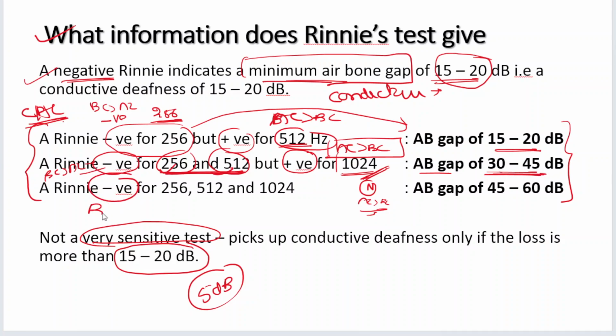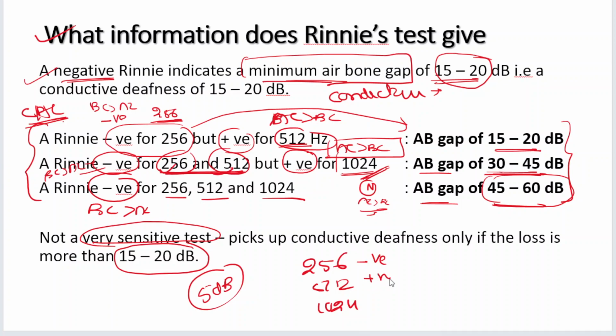Suppose the Rinne is negative, that is, bone conduction is greater than air conduction for all the 3 tuning forks, then the hearing loss is in the range of 45 to 60 decibels. Okay, so this is the use of using all the 3 tuning forks, 256, 512 and 1024. It is negative with only 256 but positive with 512, then 15 to 20 decibels. It is negative with 256 and 512, then 30 to 45 decibels. If it is negative with 512 and 1024, it is 45 to 60 decibels.